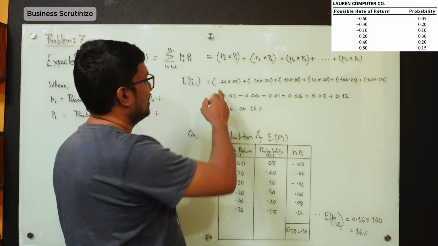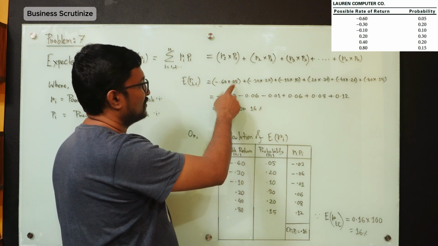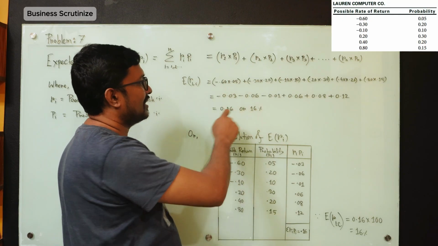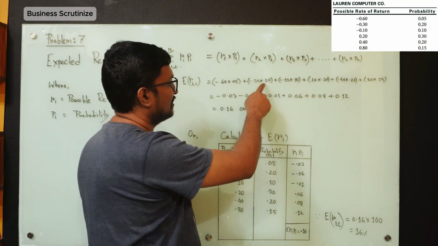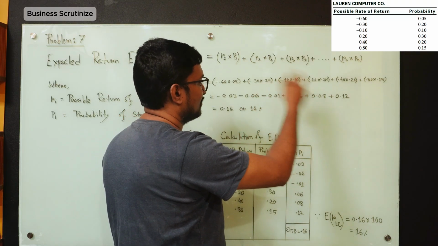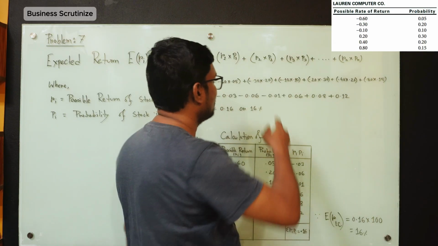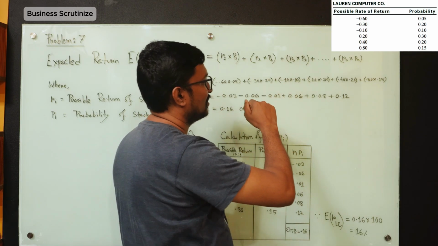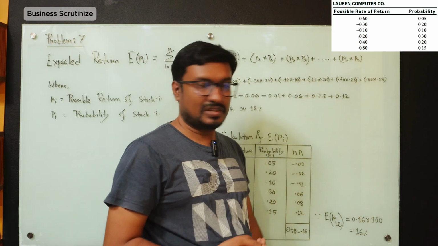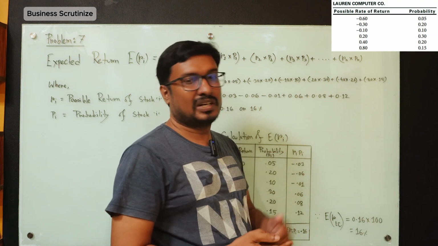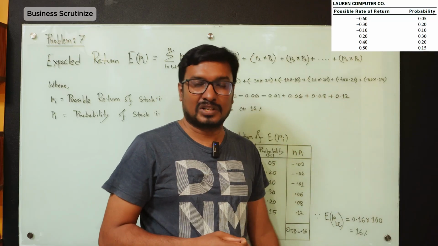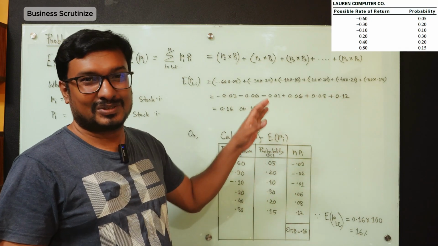We can see there minus 0.6 and probability is 0.05. So it is the return and the probability. We have to multiply, and the next return is minus 0.3, multiplied with the probability 0.2, and then it is negative once again, the possible return 0.1 and probability 0.1 as well. The next return is 0.2 and the probability is 0.3, then 0.4 and probability 0.2, and lastly 0.8 and the probability is 0.15. In this way we have to input into the equation.